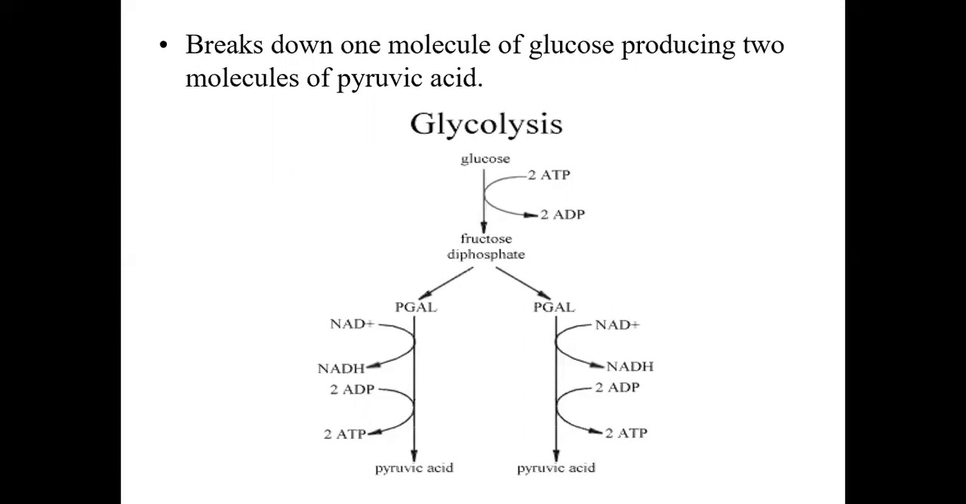For example, you should recognize this term glycolysis. The prefix glyco refers to a sugar. Lysis refers to breaking down. So the word is telling you that glycolysis means the breakdown of sugar. And that's what's happening. The process of glycolysis is breaking down one molecule of glucose, and it produces two molecules of something called pyruvic acid in the end.